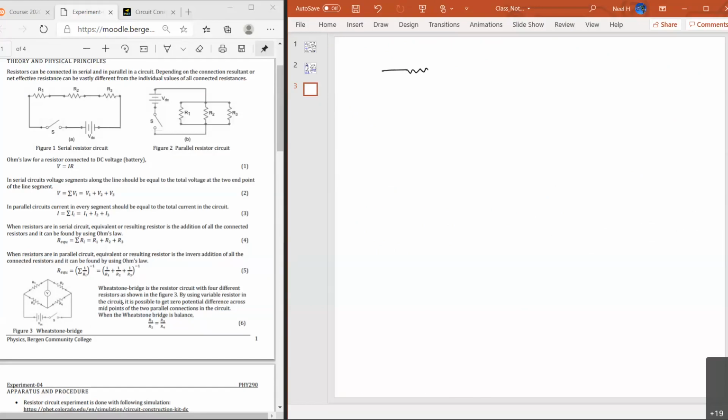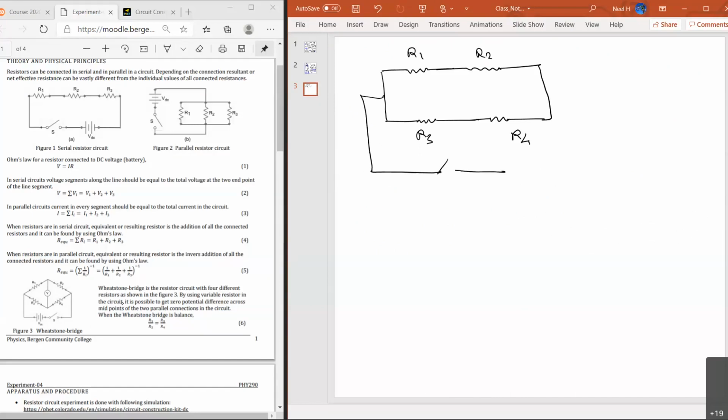I need to have one resistor here serially connected to another resistor, let's say R1 and R2. Then I need another 2 resistances connected, one here, R3 and R4 serially. So this is R3 and R4. Then this should be connected to the outside voltage along this line. So now you can see there's a junction here. So I can connect this with another resistor or voltmeter or light bulb or anything like that.